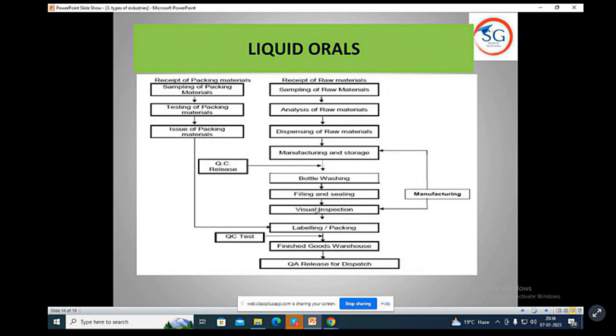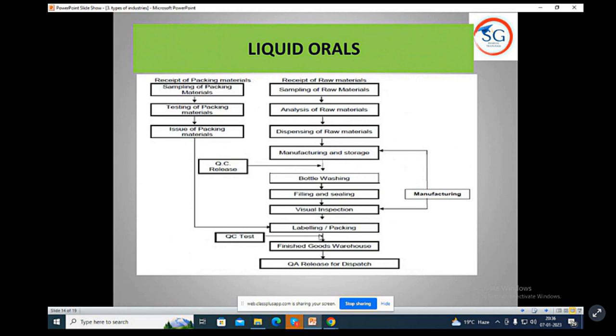After sealing has been done, you should visually inspect. IPQC checks at various intervals defined in the batch manufacturing record for the seal integrity, so that there is no leakage of the liquid from the bottles. Once this is done, you should go for the labeling and packing operations. In labeling operations, again you should take care that the correct batch number, manufacturing and expiry date have been printed on the labels, and then you should go for final packing.